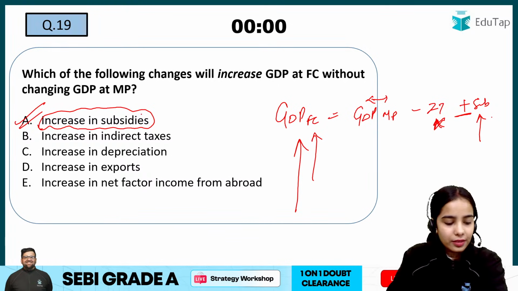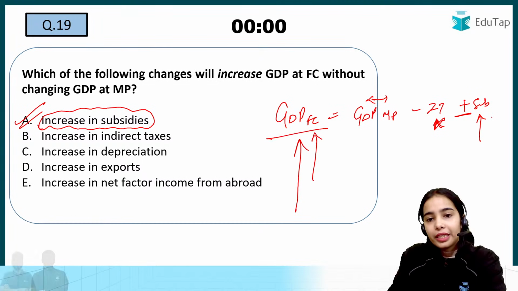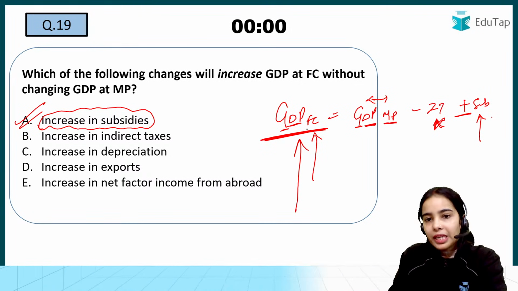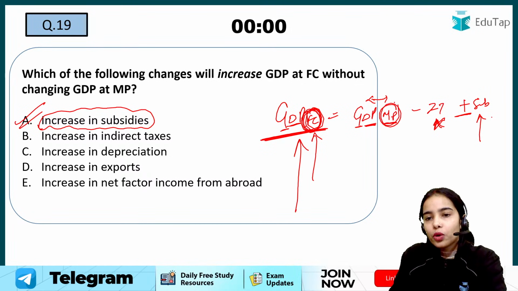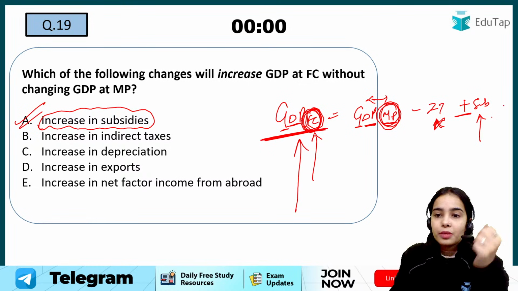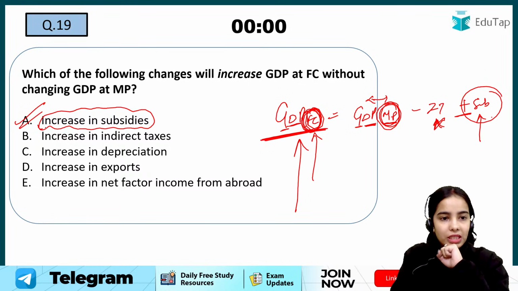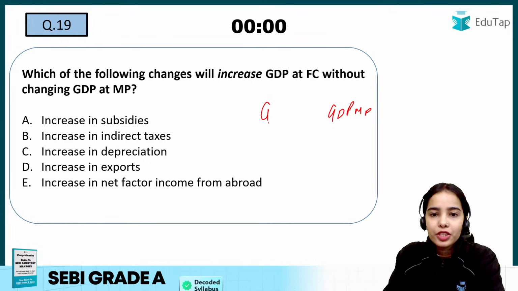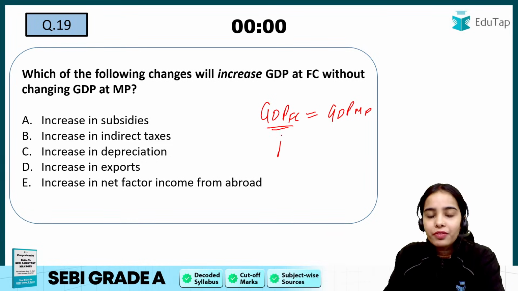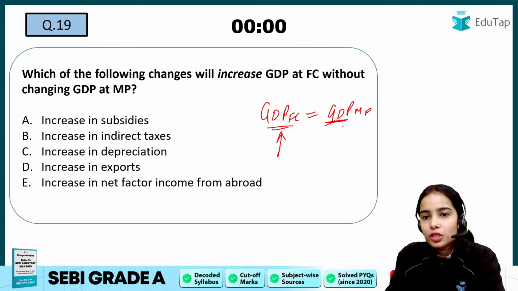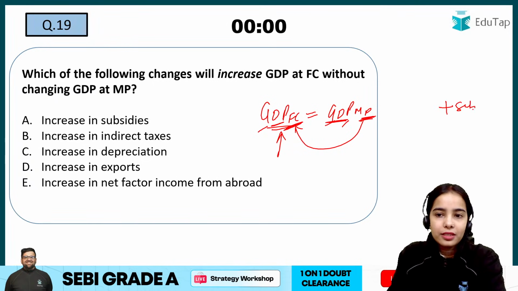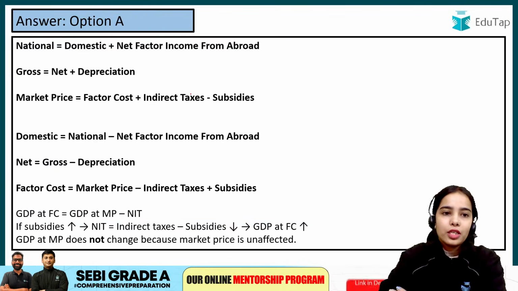Increase in subsidies, because we have to increase the GDP at FC. Gross is same, domestic product is same. Market price and factor cost, like how the factor cost will be higher than the market price because of the subsidies. Got it? Is there any confusion in this question? So first of all, you have to see GDP at MP, GDP at FC. How will the GDP at FC be increasing? Gross and domestic product is same. We have to convert market price to factor cost. We have to see how factor cost is higher than market price. That is by adding the subsidies. So increase in subsidies.